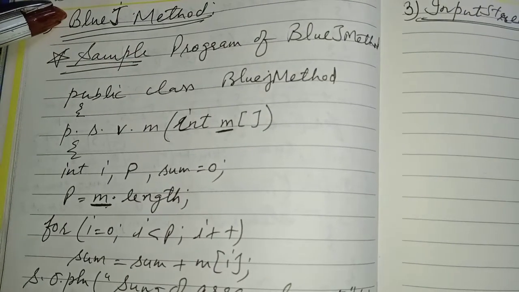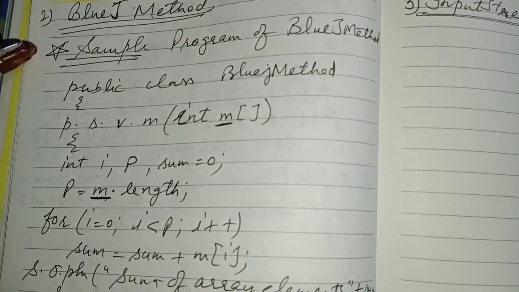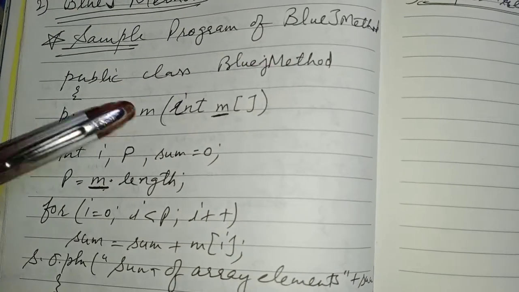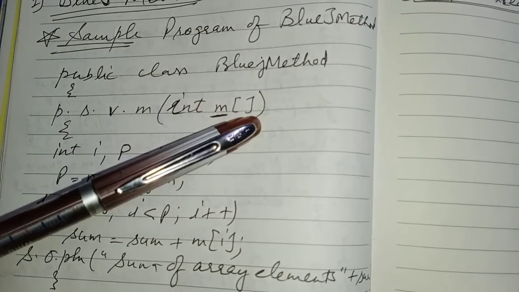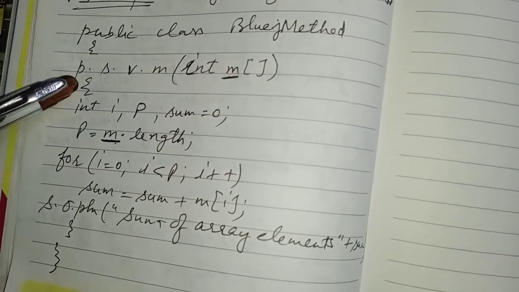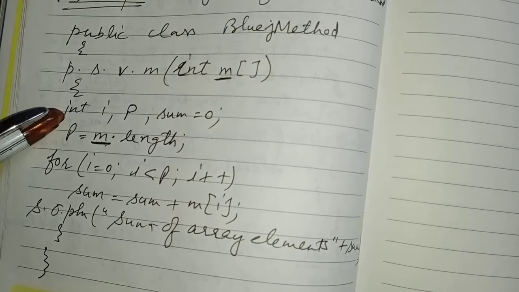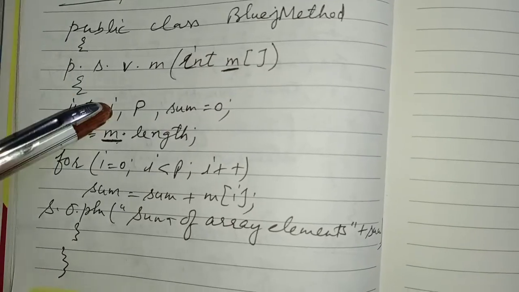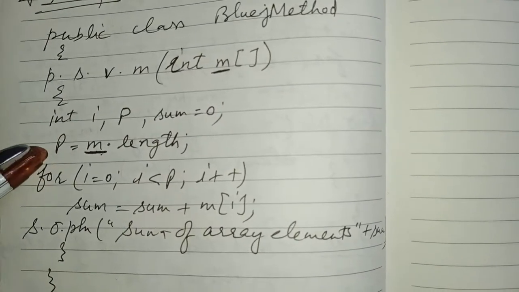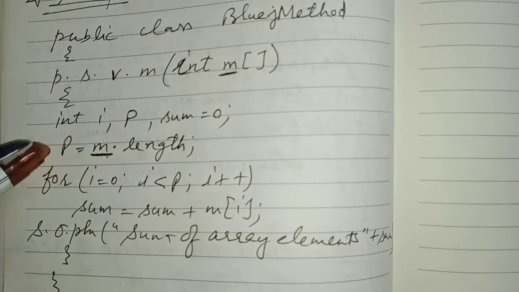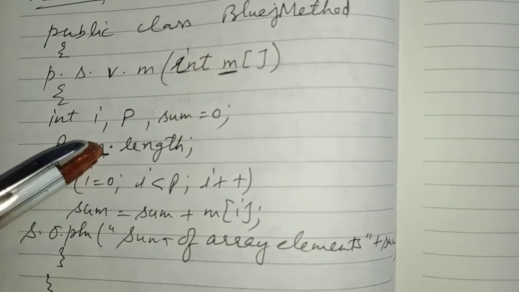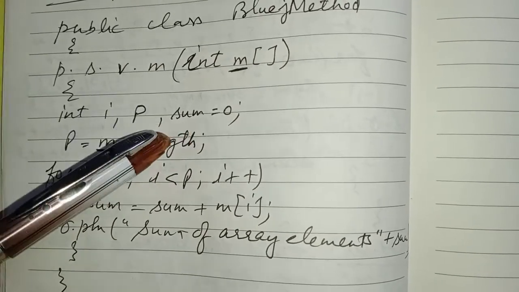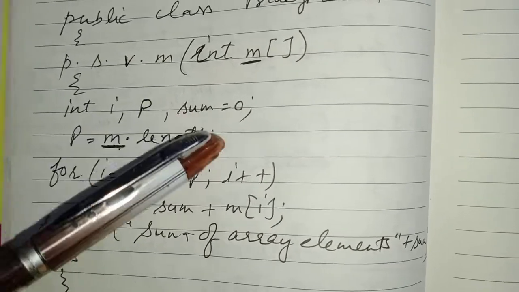Here I have written one program with the BlueJ method. See, public class BlueJ method, public static void main int m with a subscript, then curly bracket of the main function, then int i, p, sum is equal to 0. These are the variables that we will use in this program. So p, what is the purpose of p? p will be used to store the length of the array. p is equal to m dot length. Here the length function without round brackets is used.